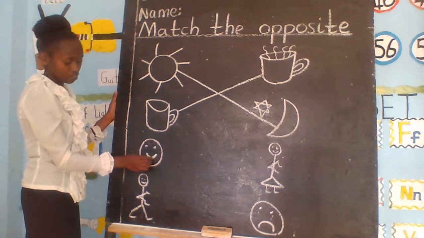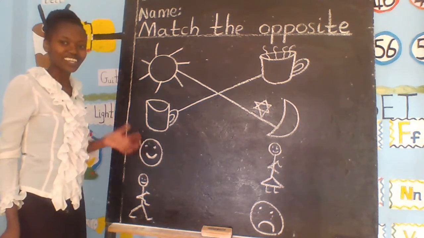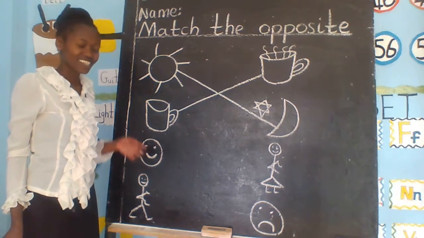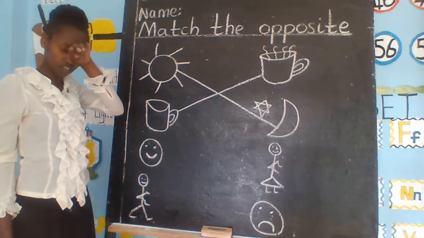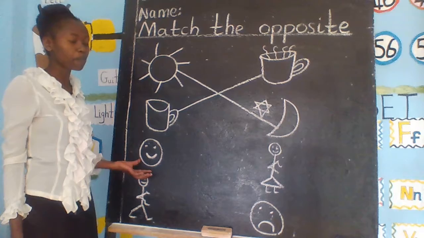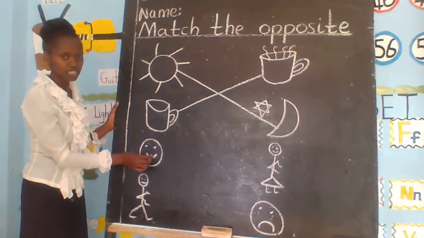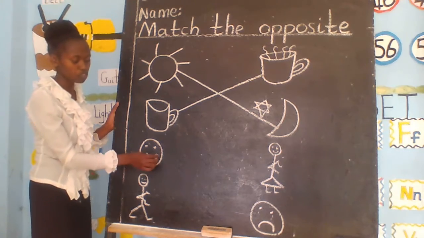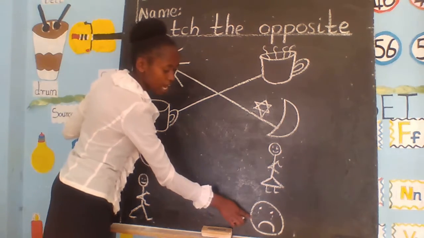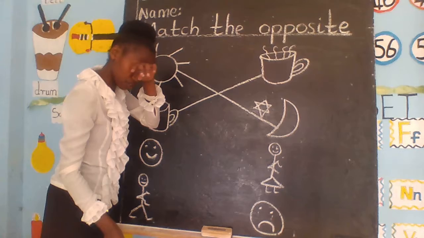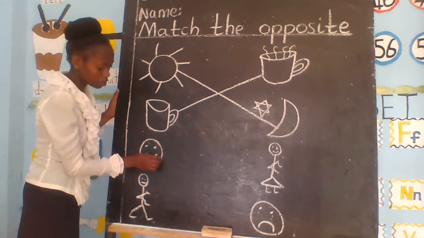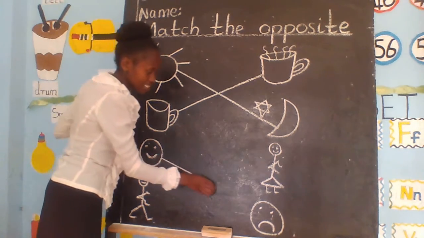This one, happy. What is the opposite of happy? Sad. Have you seen this face? The opposite of happy is sad. Crying, sad. So the opposite of happy is sad.